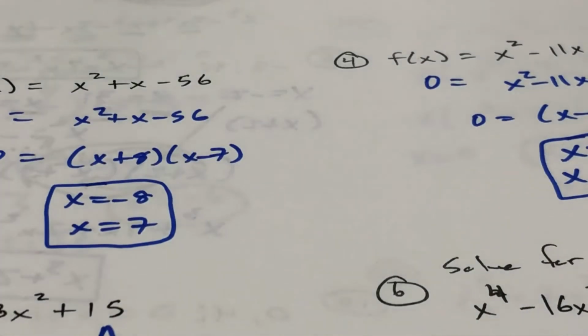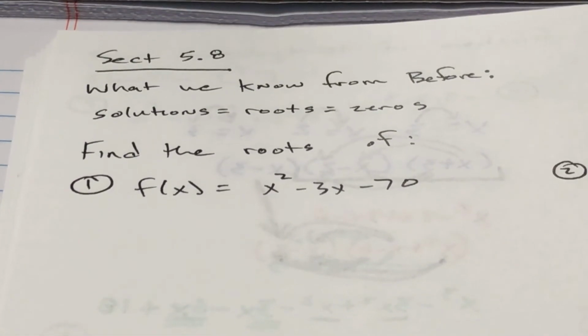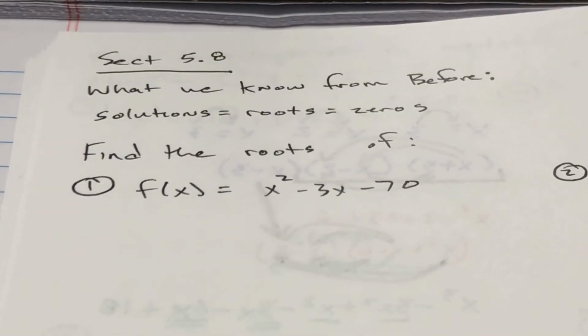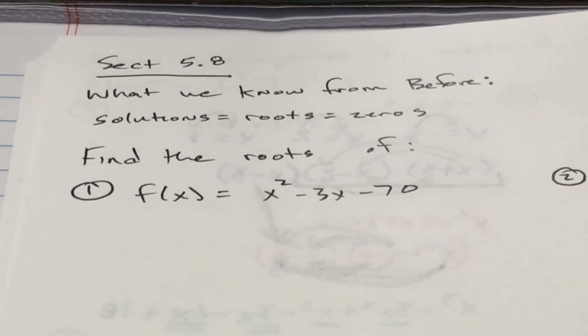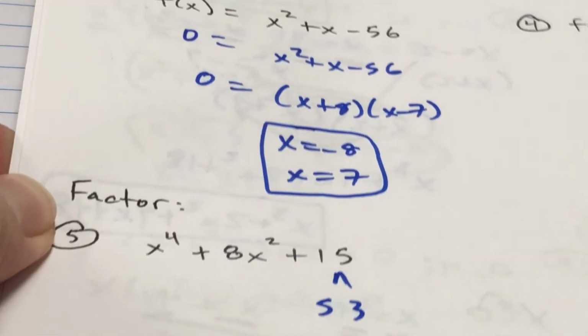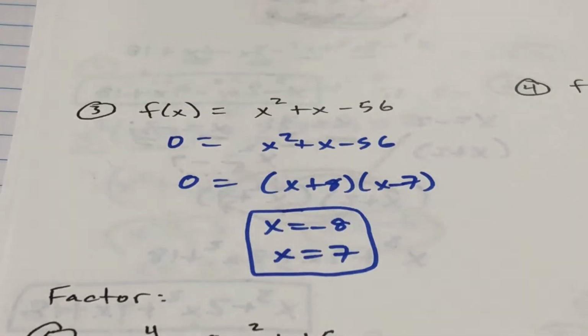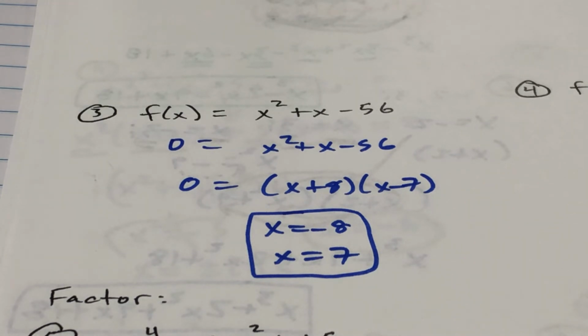So here we are in the last section, section 5.8. What we know from before, it's just asking you roots. Well, roots are the same things as solutions, as zeros. So if I ask you what are the roots, I'm just saying, hey, solve this. So what you'll get a lot in this section is it'll say f of x equals blank and find its roots. So you simply need to say 0 equals x squared plus x minus 56. It's really just a new way of asking you the same thing.